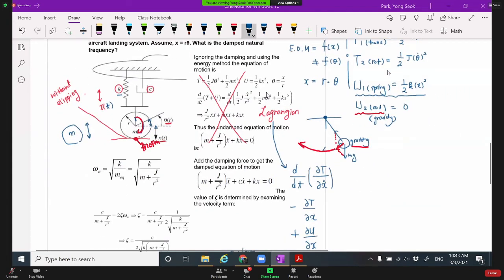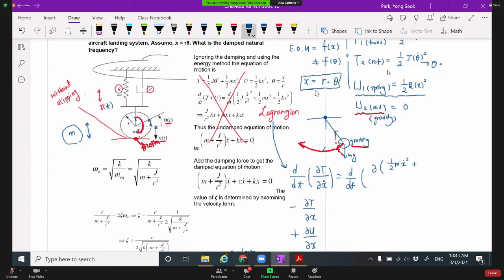So please tell me d/dt of the partial derivative. Inside of the parenthesis we have two T's, isn't it? Two T's. One for translational motion, which is 1/2 m x dot squared, right? Plus we have another one. But can you look at this? What is theta dot? Theta is from here, and this is so important.